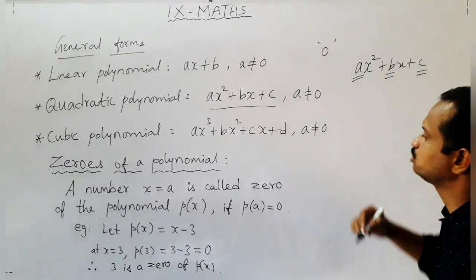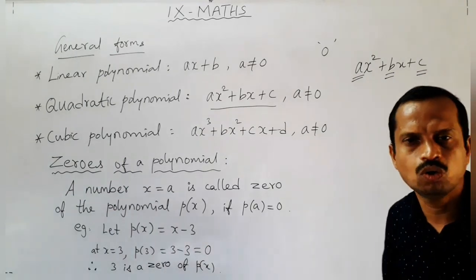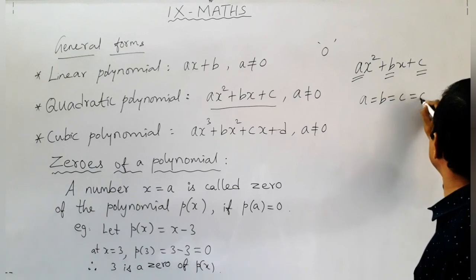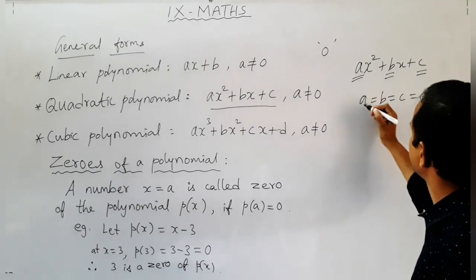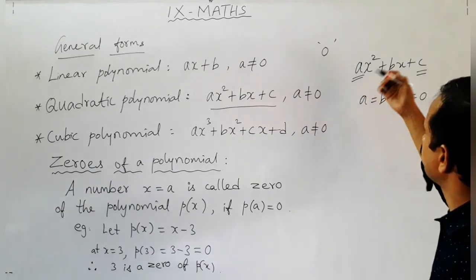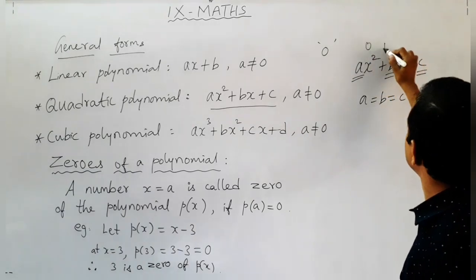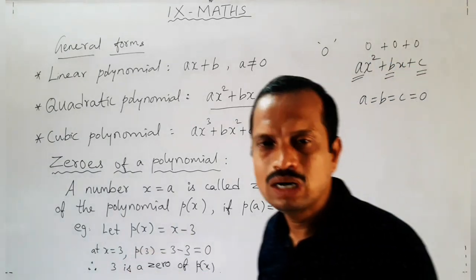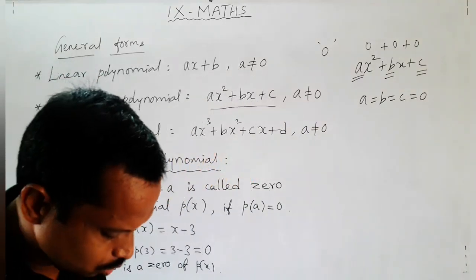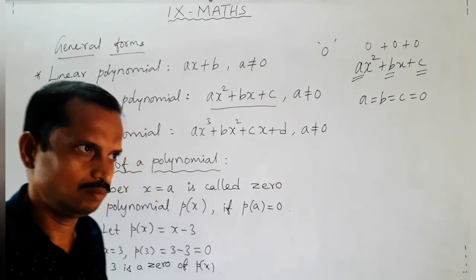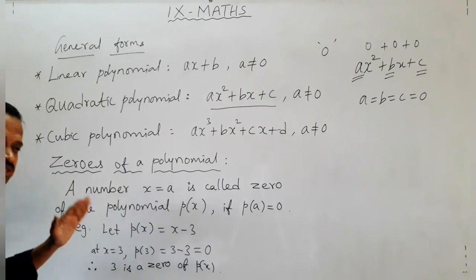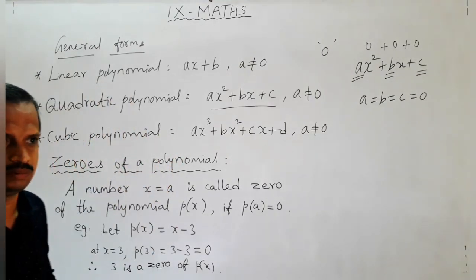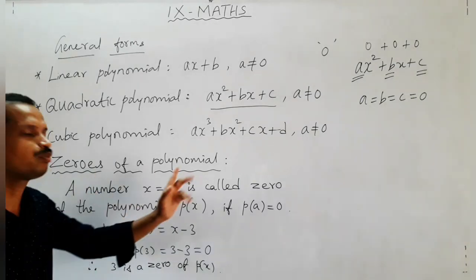If all these constants a, b, c are 0, that means a equal to b equal to c equal to 0, then what happens? 0 into x square is 0. This becomes 0 plus 0 plus 0. So everything becomes 0. That is called the 0 polynomial. But here this topic is zeros of a polynomial. There is a difference. Don't confuse.